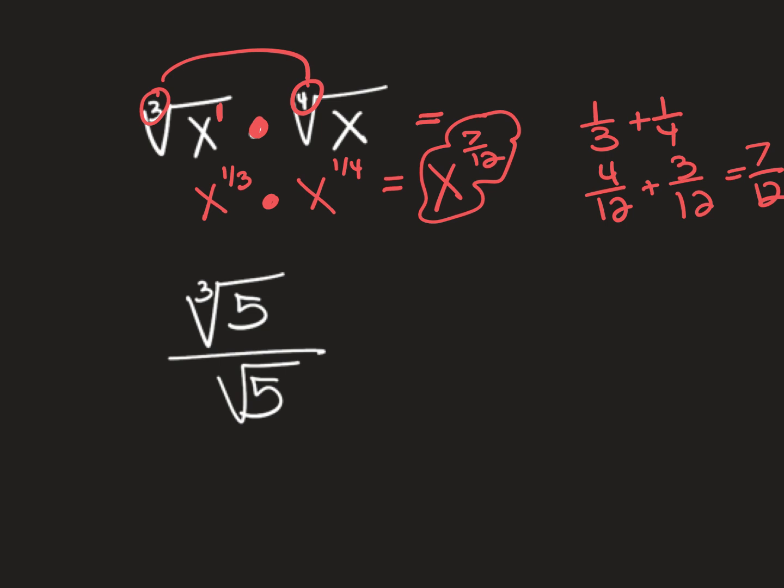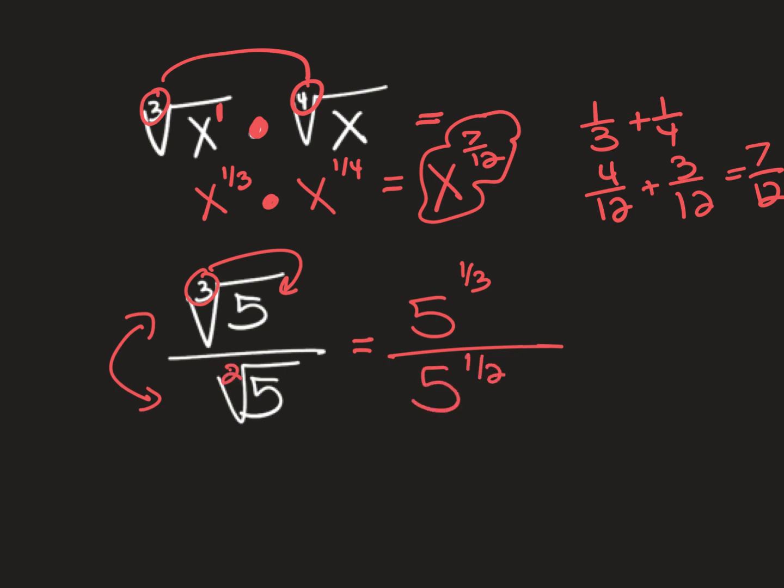Same thing with the second exponent. As is, because the indexes are different, I can't do anything with these. So it is in my best interest to convert them. That's going to become the denominator. So 5 to the 1/3 over. This technically is a 2. Remember, when it's invisible, it's a 2. So this becomes 5 to the 1/2.